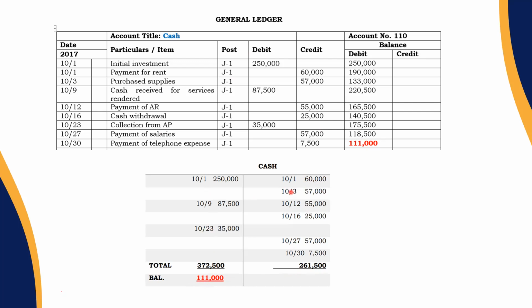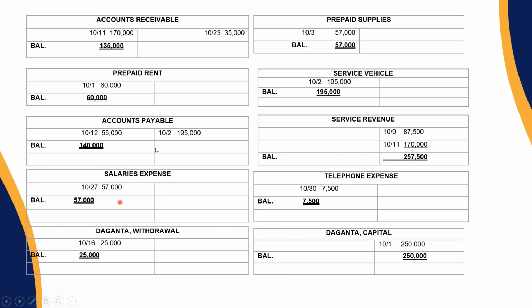Okay. I'll move to the next slide para mas makita. Okay. Ito naman. So we have here, next natin is accounts receivable. Accounts receivable natin, meron tayong dalawang entries na affected si accounts receivable. So we have here October 11, 170,000 pesos. If maalala nyo, meron tayong 170,000 pesos na accounts receivable na debit ha.